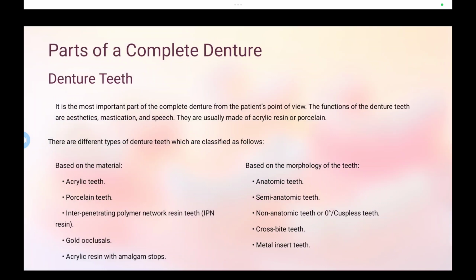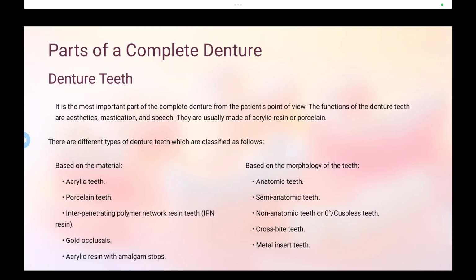Parts of complete denture. Now next is denture teeth. It is the most important part of the complete denture from the patient's point of view. The functions of the denture teeth are aesthetics, mastication and speech. They are usually made of acrylic resin or porcelain.